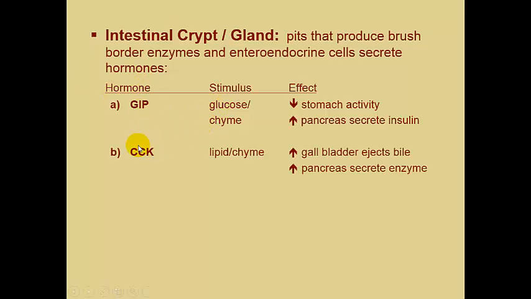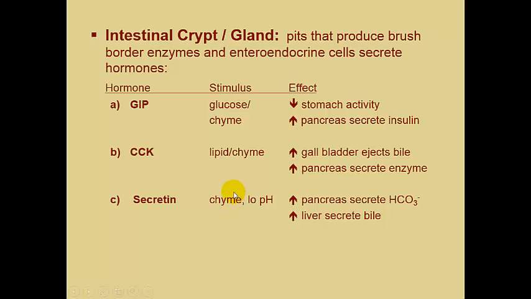Also another hormone, cholecystokinin, CCK, also stimulated by chyme, but in this case maybe more of a lipid component of chyme, causes the gallbladder to eject bile, because the bile is going to help break down those lipids, help emulsify the lipids, and the pancreas will also start to secrete enzymes. So CCK is a big turn-on hormone, turning on the gallbladder, turning on the pancreas, and all this stuff then ejecting into the duodenum.